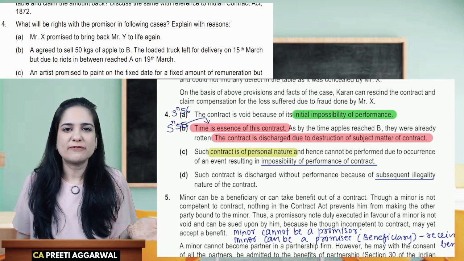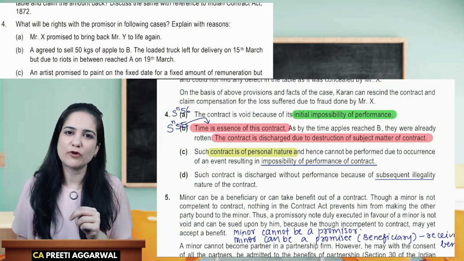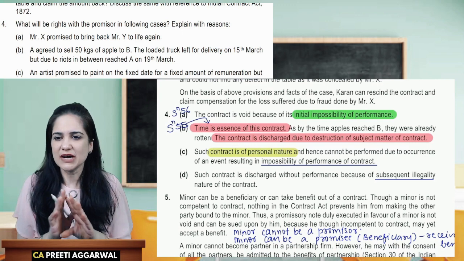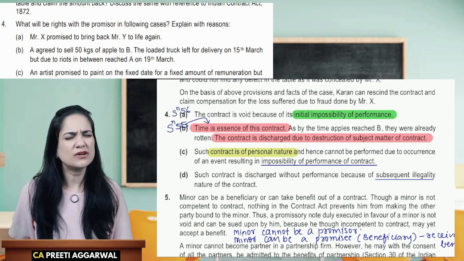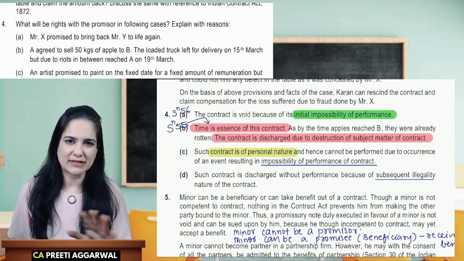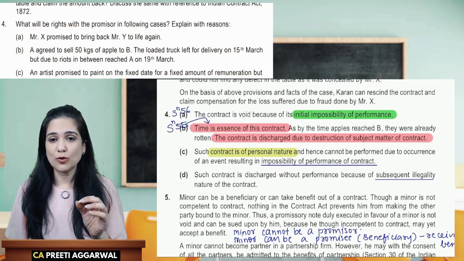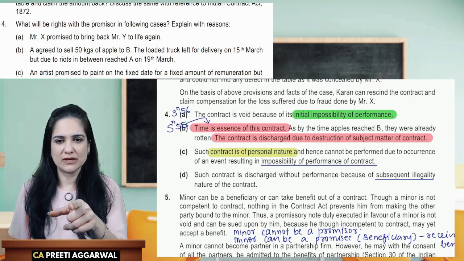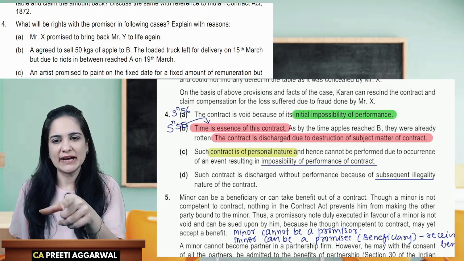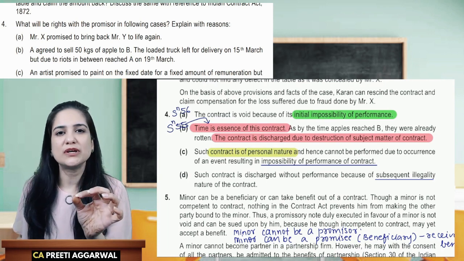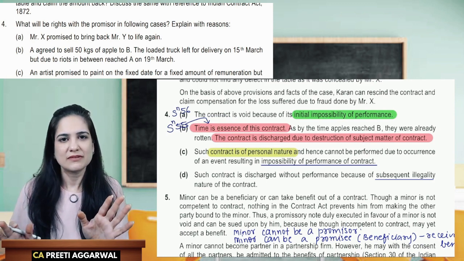Since the contract is not performed on time, it is voidable at the option of the aggrieved party. But they have not mentioned the word voidable. They have simply mentioned that the contract is discharged due to destruction of the subject matter, and time is also essence. So the contract is voidable. He can choose to cancel the contract because the goods did not reach on time. Now, nowhere it is written that the loaded truck left for delivery, but due to riots it was destroyed. Nowhere it is mentioned that the apples were destroyed. Have they mentioned it somewhere? No, it is not mentioned.